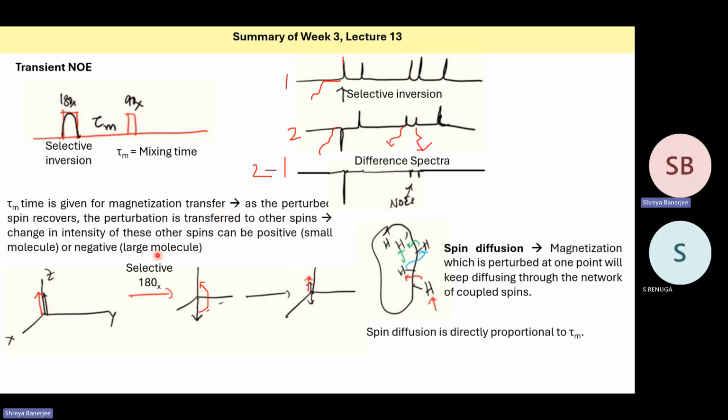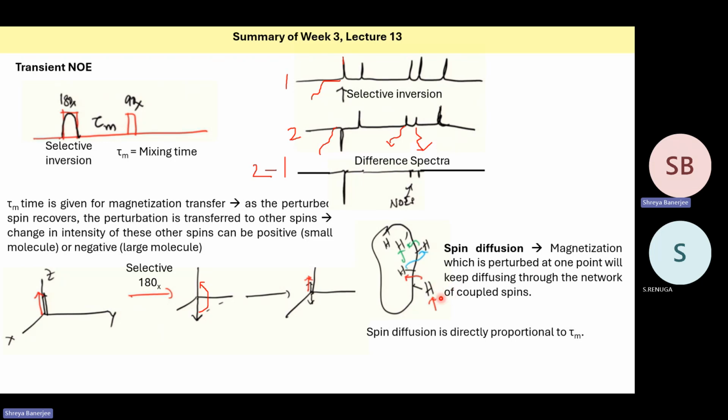This energy is picked up by the other spins which are close to it, and the signal intensity of these spins can increase or decrease. In this case, it has decreased, and so they will show up in the difference spectra. For other protons which are not affected by this perturbation, the spectra will be exactly the same in the control and the perturbed spectra, so it will cancel out in the difference spectra.